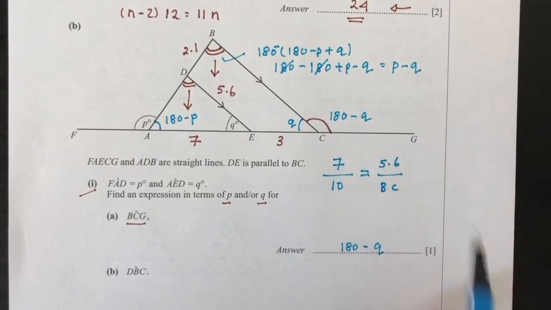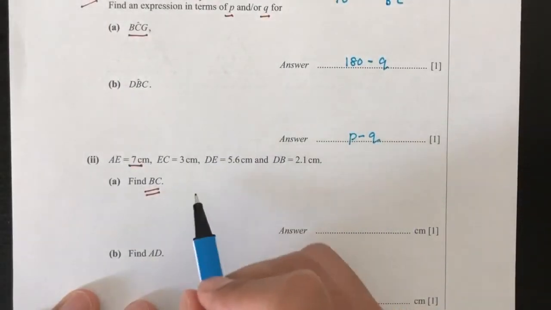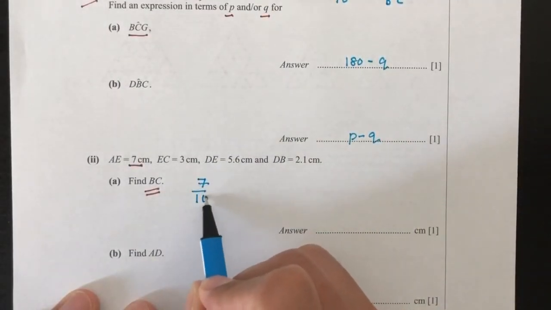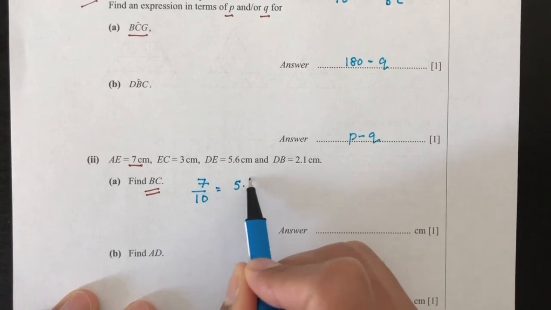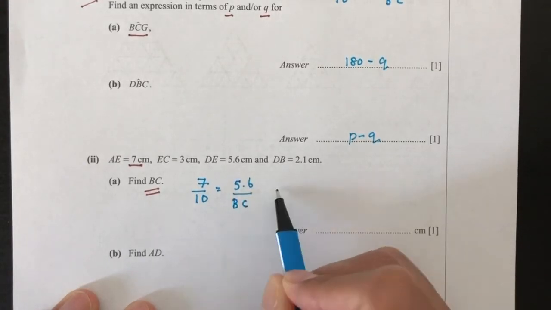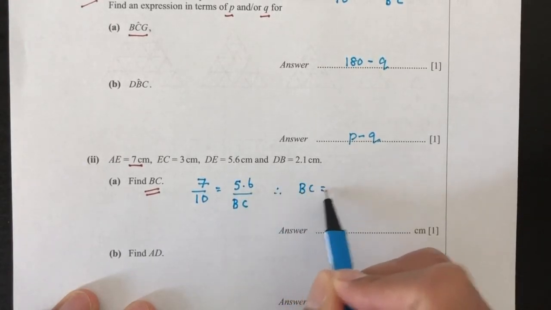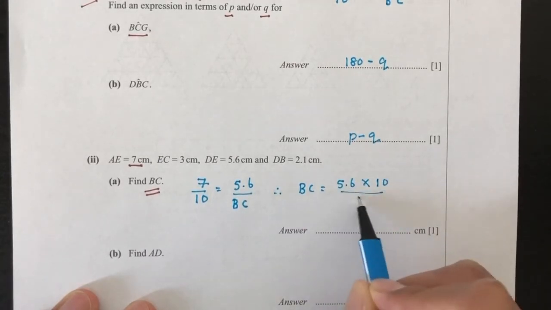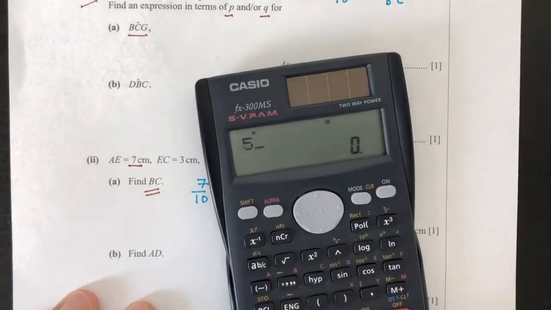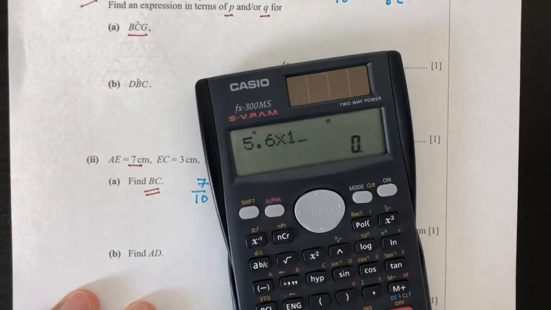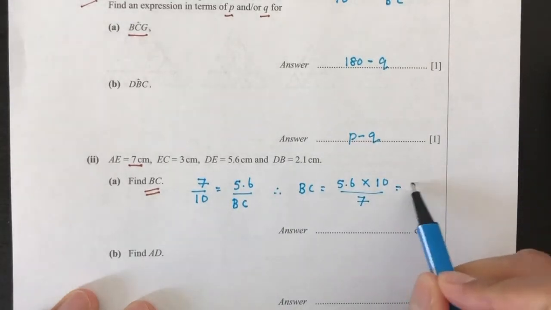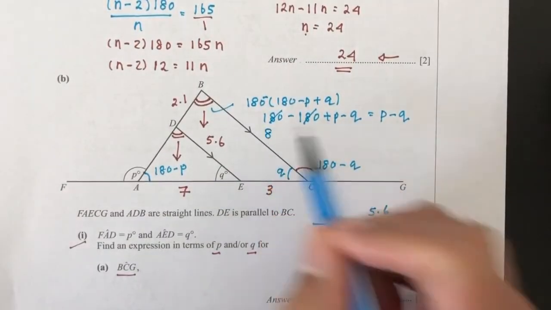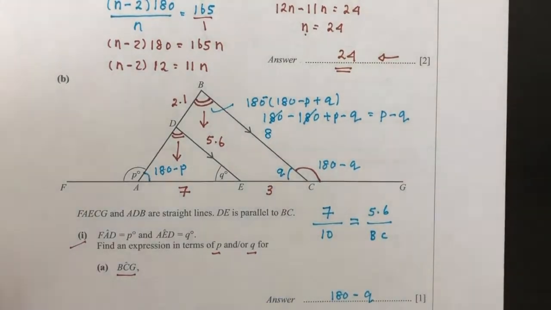So let's solve to find the value of BC. Let's write this down here. We have 7 over 10 is equal to 5.6 over BC. So BC will be 5.6 times 10 over 7. That will be 8. BC will be 8. Let's write this down. BC is 8 centimeters.